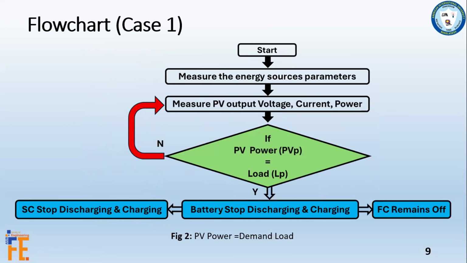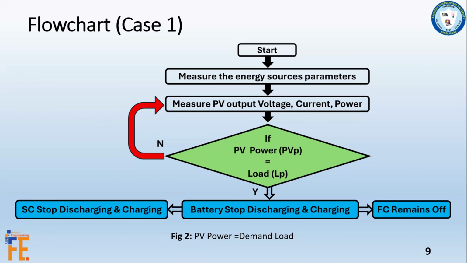Here is the flowchart of case 1. Firstly, it will measure the energy source parameters of solar power. If the PV power equals the demand load and the statement is true, then the battery and supercapacitor stop charging and discharging, and the fuel cell will remain turned off. If the statement is false, then it will continuously measure the PV output voltage, current, and power.